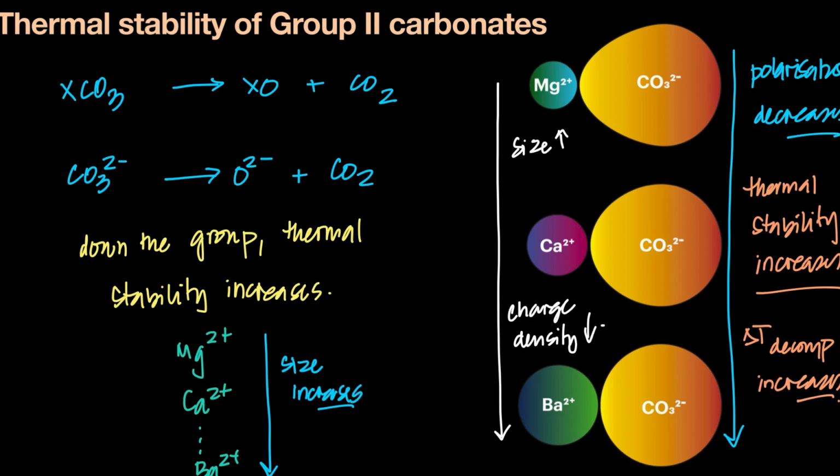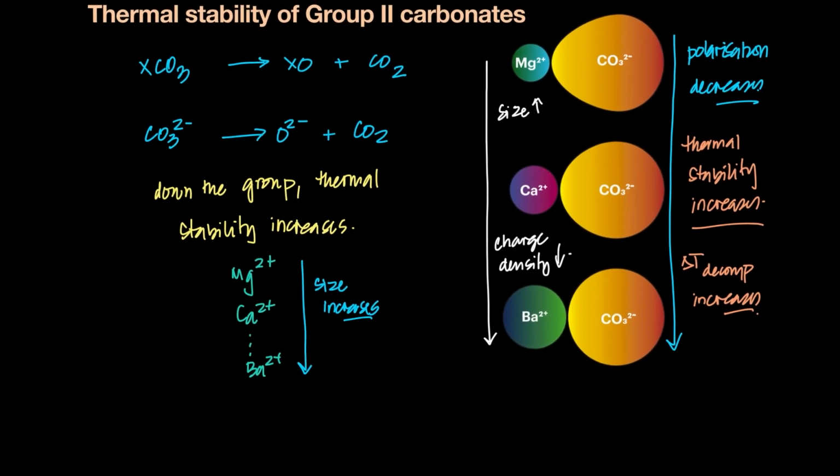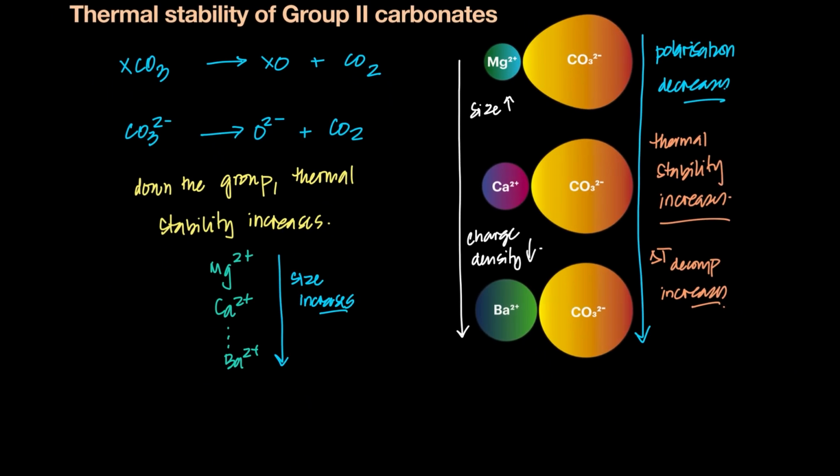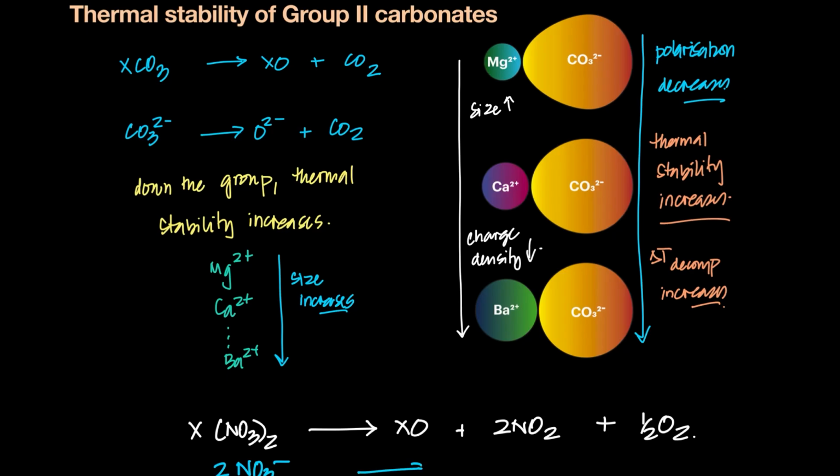And the same applies for group 2 nitrates. Exactly the same. Just replace carbonates with nitrates, which, by the way, if you remember, group 2 nitrates will decompose on heating to produce an oxide, but two different gases, nitrogen dioxide and oxygen. This is about the nitrates decomposing, two of them, to make an oxide, two NO2s and half O2. Their thermal stability also increases down the group, just like for carbonates. And that's the data that you study in AS.